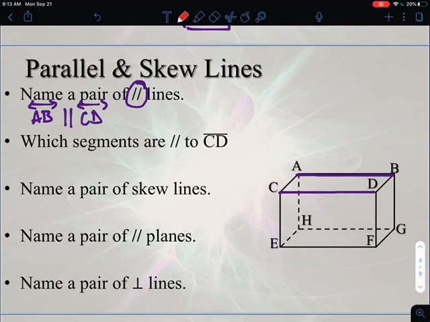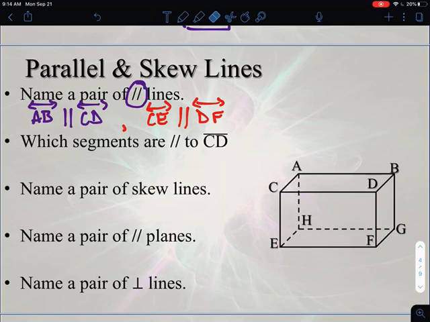Those aren't the only sets of parallel lines though. Maybe I had chosen line CE first. Well, if I want line CE to be parallel to something, I need something else that's going straight up and down. So maybe I come across here to line DF. That's another pair that we could have used: line CE is parallel to line DF. And so on and so forth throughout the entire picture. There are lots of parallel lines hidden throughout the picture, so we've got those options.